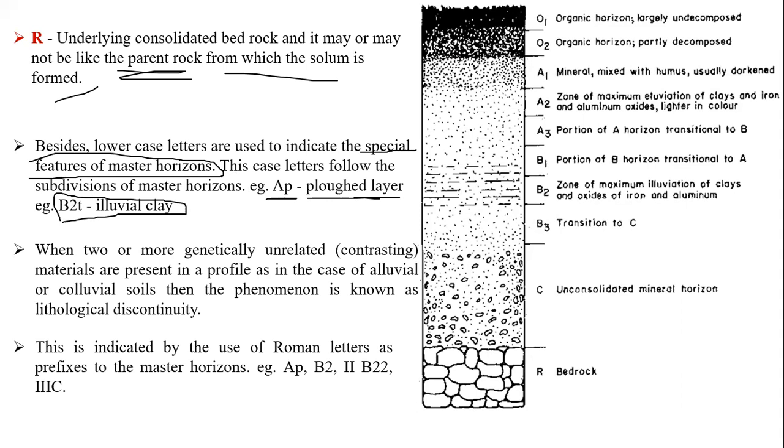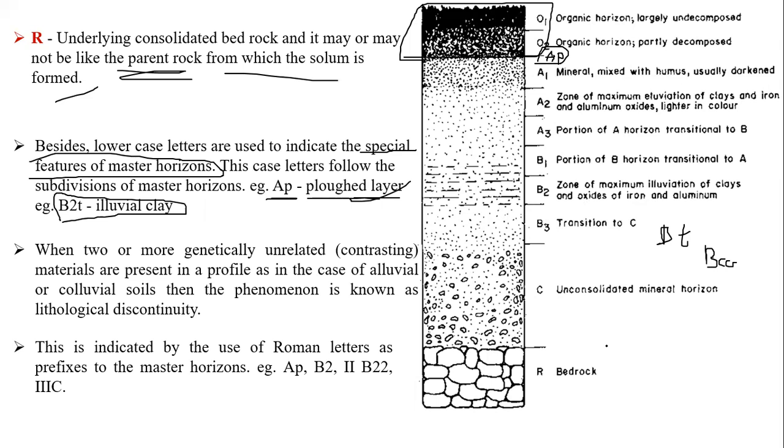For example, as I said, the O horizon is present only in forest areas. Mostly, the very first layer we will see in agricultural land is the A horizon. The very first layer, we will plow for our agriculture purpose. So generally, the notation we should give in that case is Ap. If you see this notation Ap, that is called the plow layer. It's a special feature of the master horizon. If it is Bt, it is an accumulation of clay. If it is Bca, it means an accumulation of calcium. Like that, there are some particular characteristics.